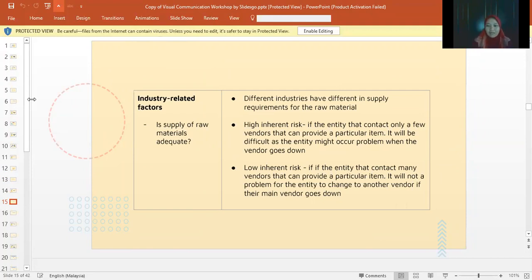high inherent risk happens if the entity contacts only a few vendors that can provide a particular item, and it will be difficult as the entity might face problems when the vendor goes down. And low inherent risk is when the entity contacts many vendors that can provide a particular item, so it will not be a problem for the entity to change to another vendor if their main vendor goes down.